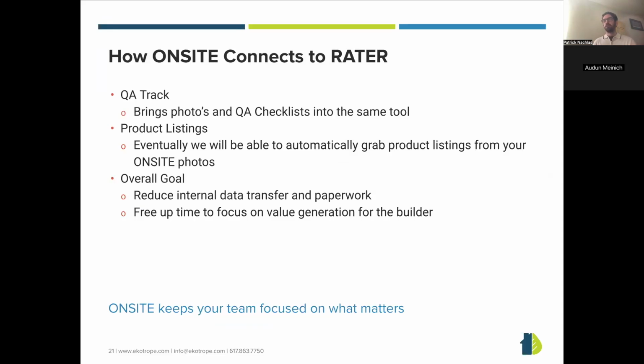So we have a QA tool that does similar work to what the ResNet QA app and Kibana does. But by using OnSite, you now can bring all your photos directly into Ekotrope Rater and have your QA checklists and QA tracking all in Rater. So pretty soon, instead of having four different screens up like you're in the Matrix with your plans, your field reports, your Ekotrope model, and your QA app, it can now all be in one place where you can have your energy model, you can have your file library up, and your QA checklist up all in one window.